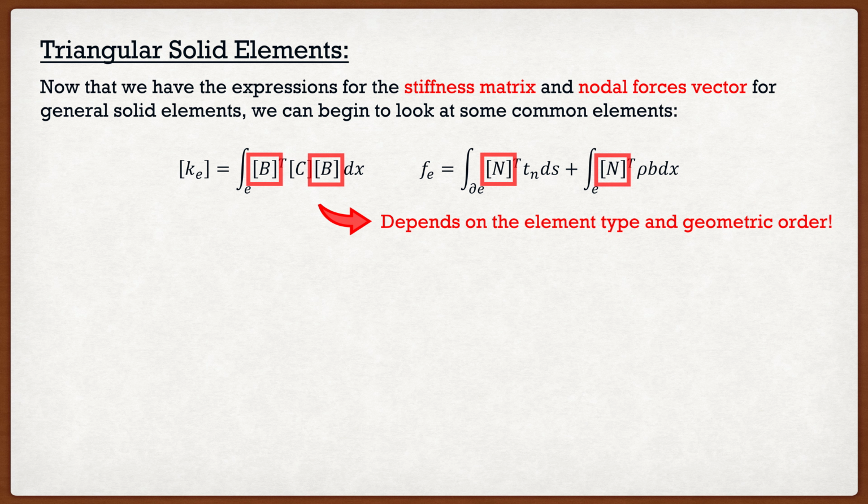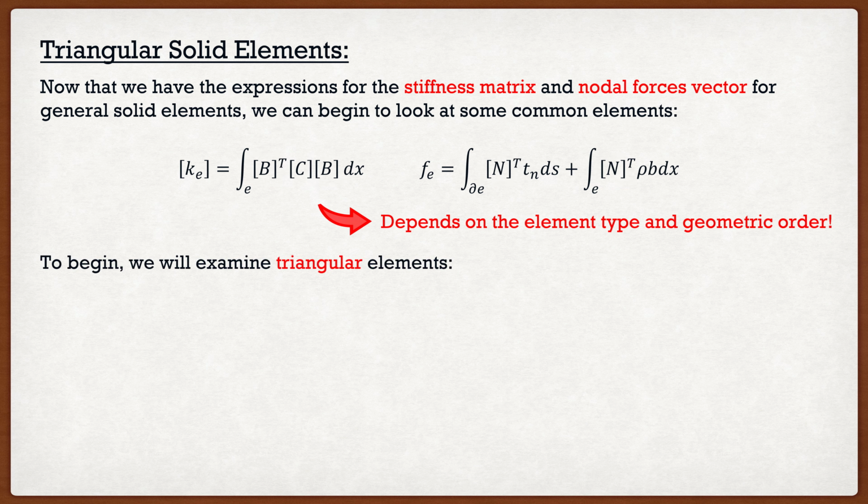We said that we need the shape functions, but we also said that those shape functions are a function of two things. One is the element type selected, and the other is the geometric order of that element type. Well, in this lecture, we are going to examine one of the most common element types, and that is a triangular solid element. So again, we are going to examine triangular elements. Now, when it comes to triangular elements, there are going to be two types of geometric order that we are going to examine in this lecture.